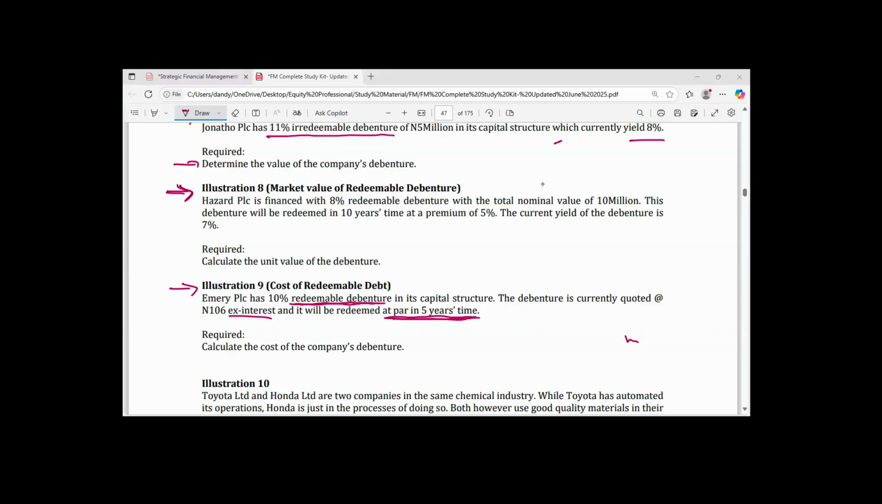Illustration number 8. Hazard PLC is financed with 8% redeemable debenture with the total nominal value of 10 million. This debenture will be redeemed in 10 years' time at a premium of 5%. The current yield of the debenture is 7%. Required, calculate the unit value of the debenture.